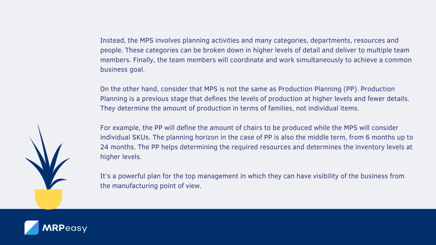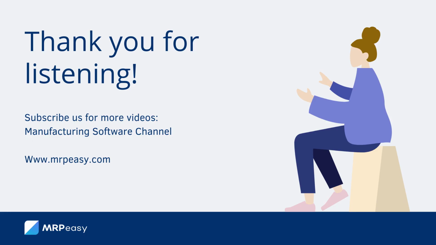The planning horizon in the case of PP is also the middle term, from 6 months up to 24 months. The PP helps determine the required resources and determines the inventory levels at higher levels. It's a powerful plan for the top management in which they can have visibility of the business from the manufacturing point of view.